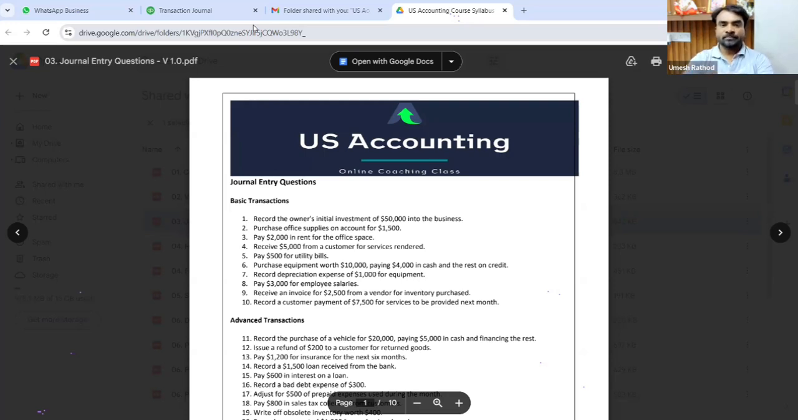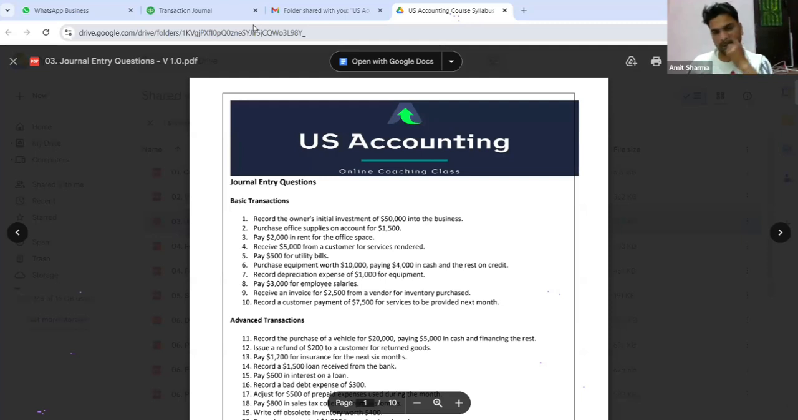What is the next one? Receive an invoice for $2,500 from a vendor for inventory purchase. Here we have to understand a few things. You got a bill from the vendor for whatever inventory you have purchased. First of all, inventory is not our expense. That is our current asset, which we sell to our customer after adding our margin money. Margin money is profit.